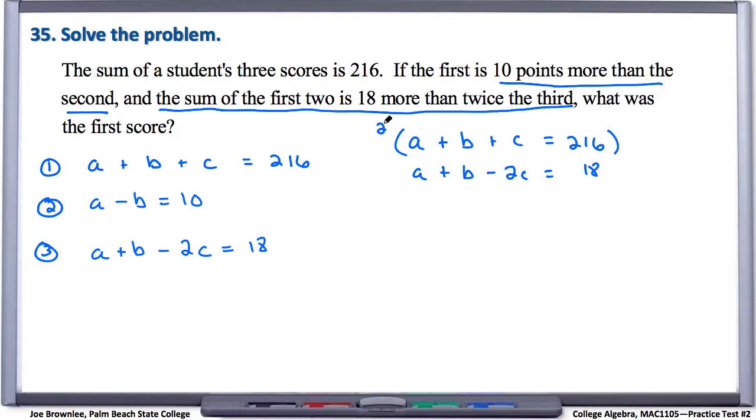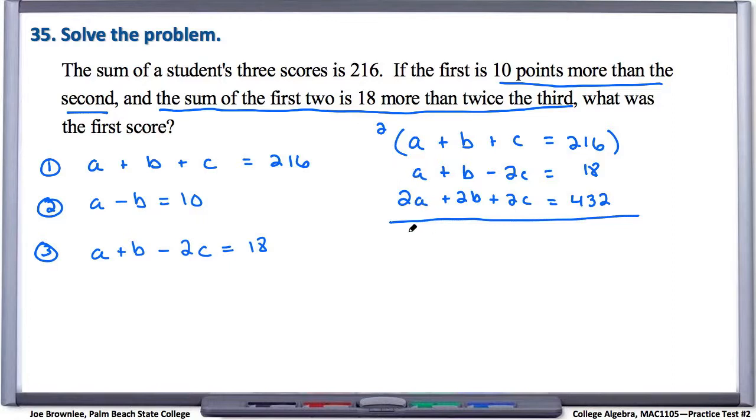And what that'll do for us is 2 times A is 2A, 2 times B is 2B, 2 times C is 2C. And lastly, 2 times 216 gives us 432. And now we can go ahead and add.